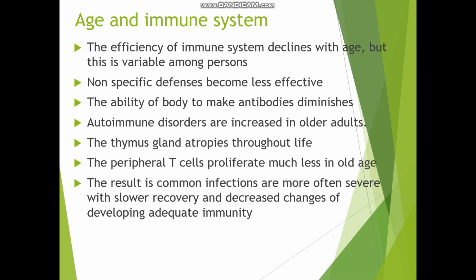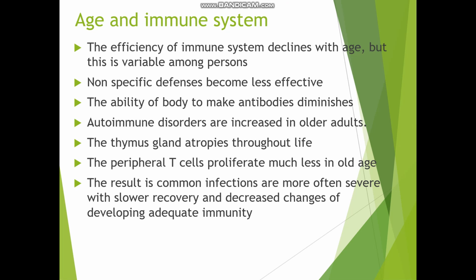So the ability of the body to make antibodies diminishes, so that autoimmune disorders increase during old age. Regarding the thymus gland, it reduces in size, and the peripheral T cells proliferate much less in old age. T cells are one of the major cells which have immune power.